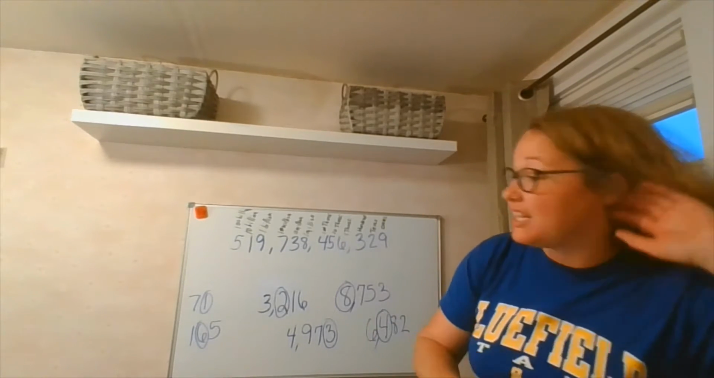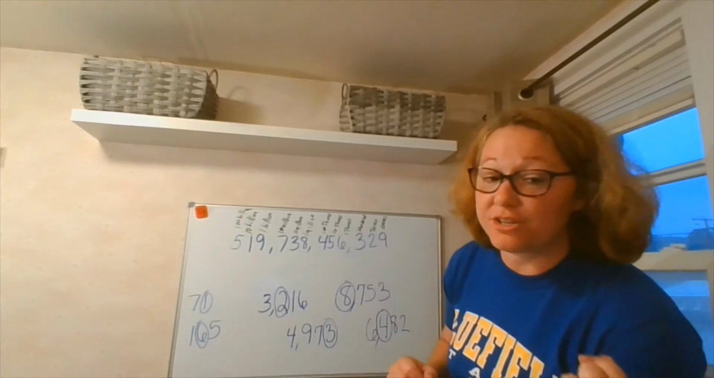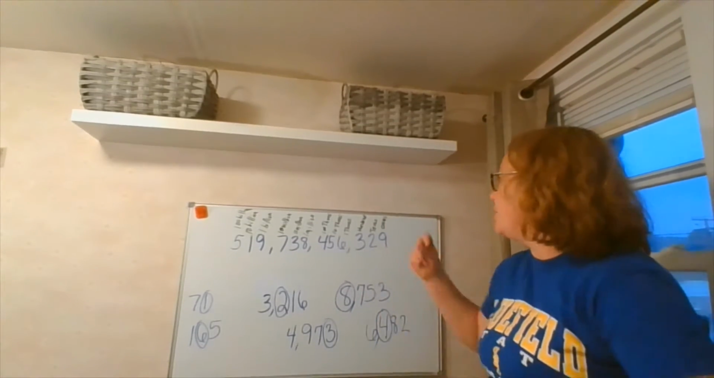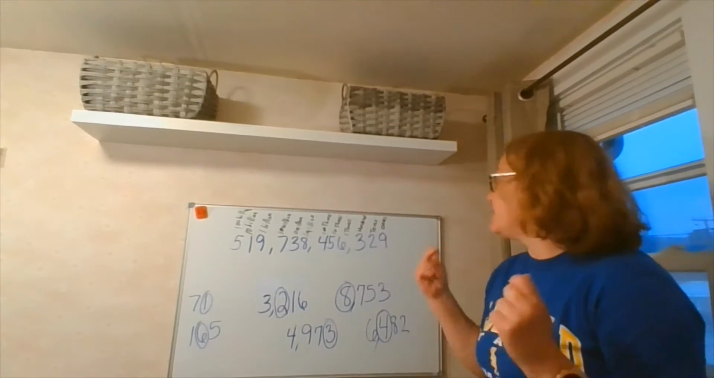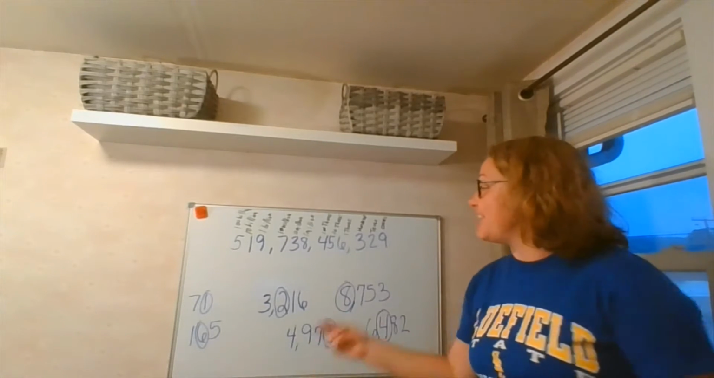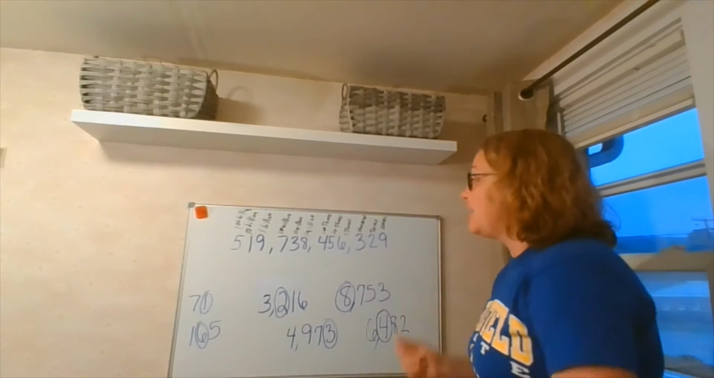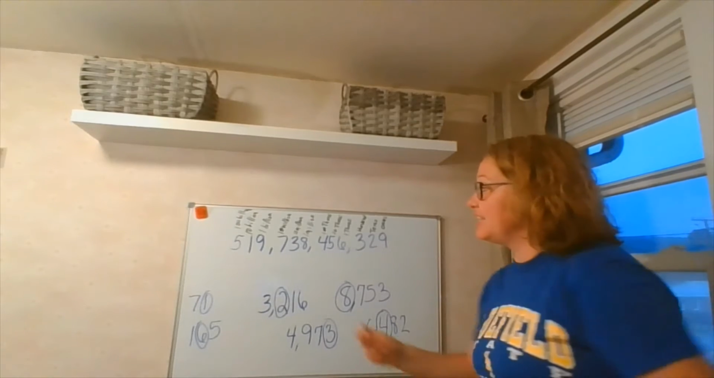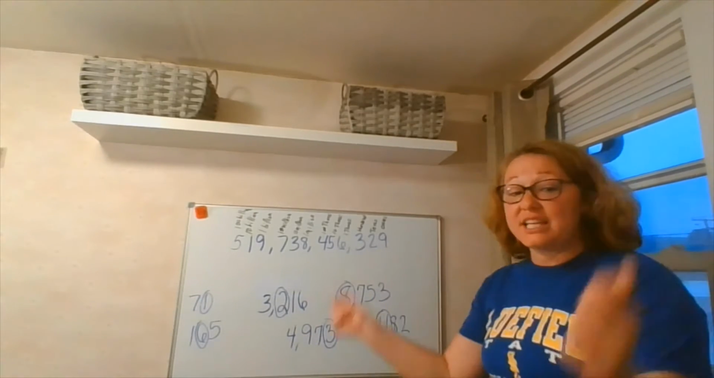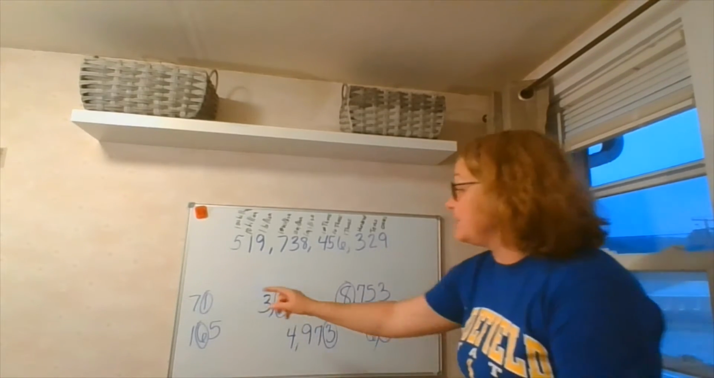Let me hear you say it. Say it nice and loud with some energy so you can put it in your head. Here we go. Ones, tens, hundreds, 1,000s, 10,000s, 100,000s, 1 million, 10 million, 100 million, 1 billion, 10 billion, 100 billion. All right, so let's take that knowledge and let's read this number over here.